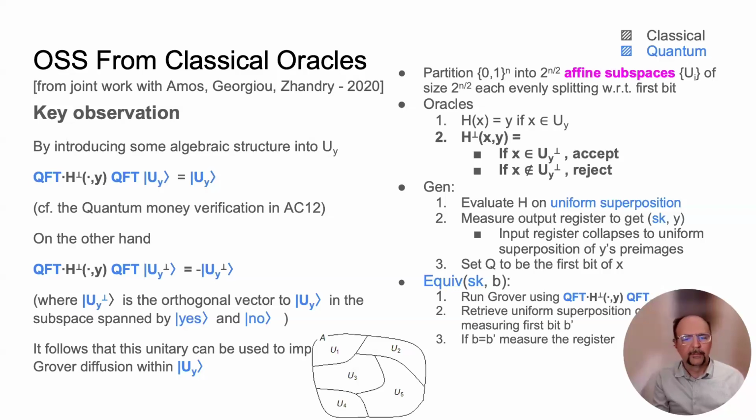The equivocation algorithm is going to be this adapted Grover, but now using only the classical oracle. So that's the only thing we need about the function h. To be clear, the algorithm of course is quantum, but the access, the information that we need about the hash function, can be seen as a classical oracle.